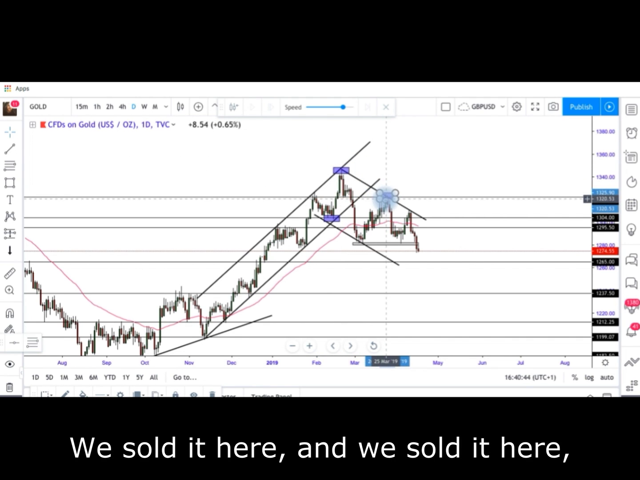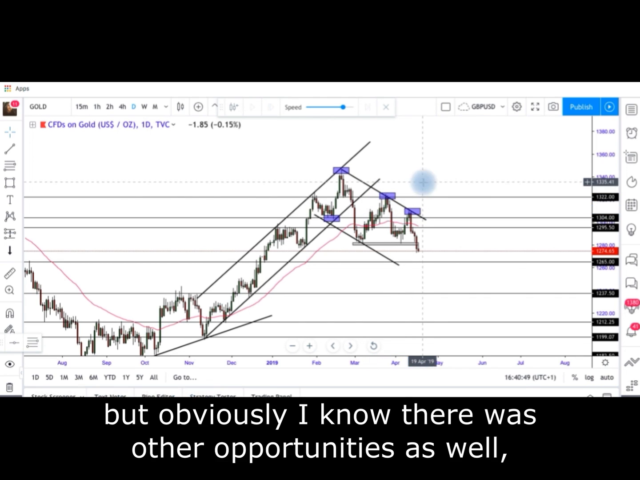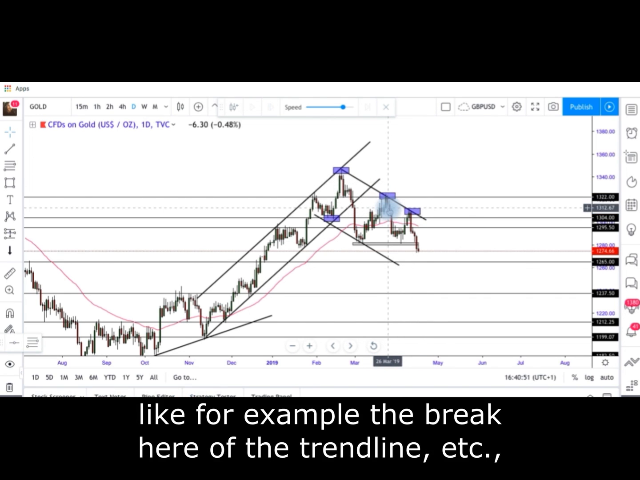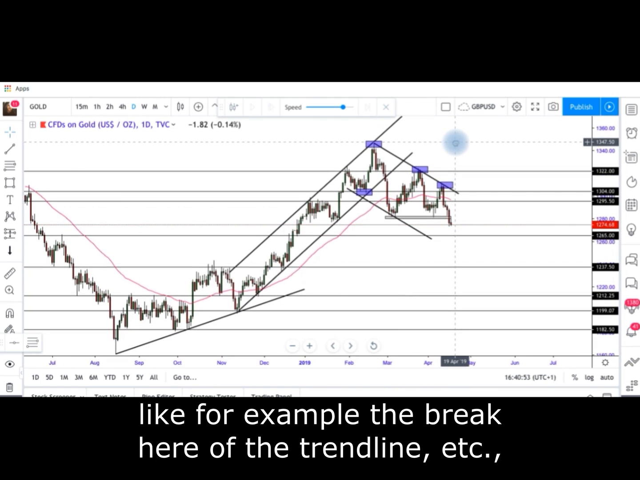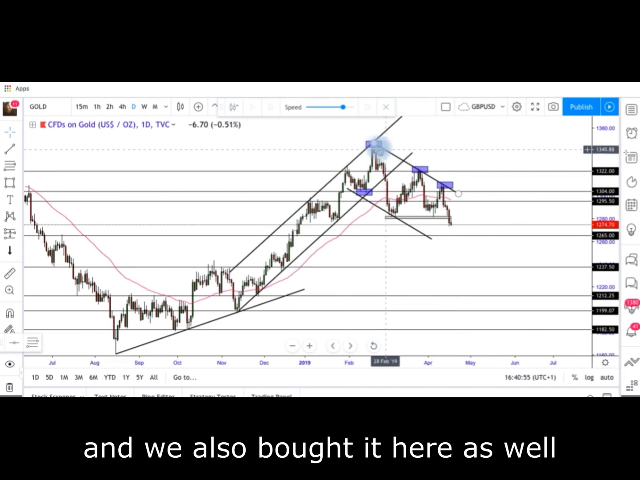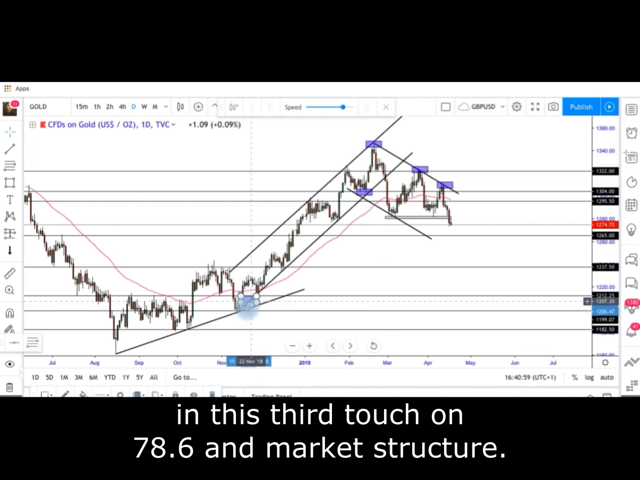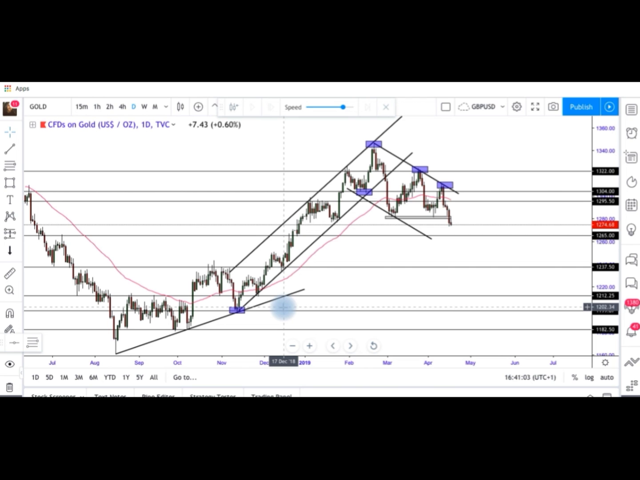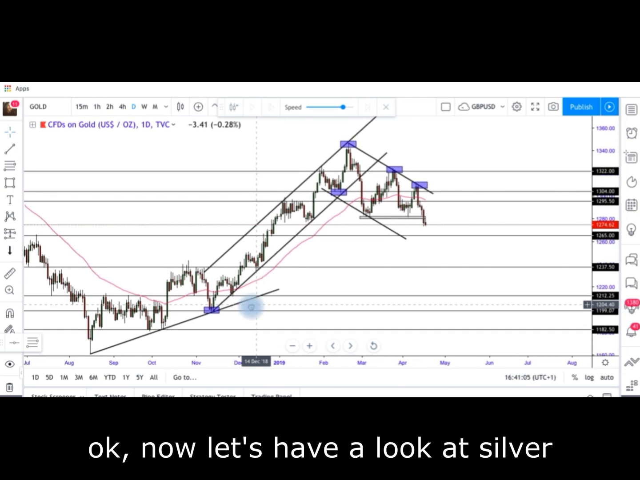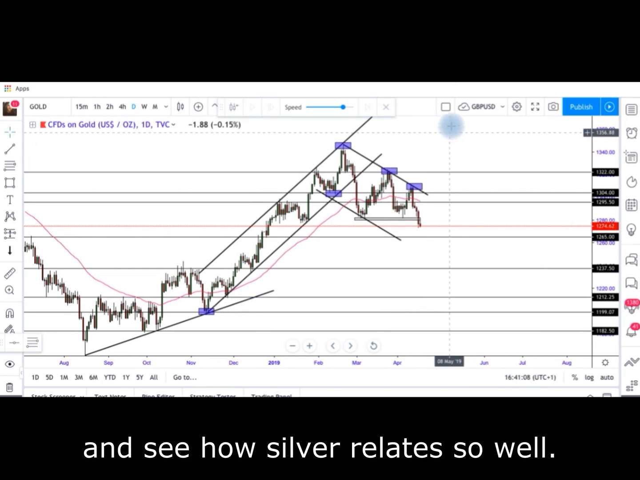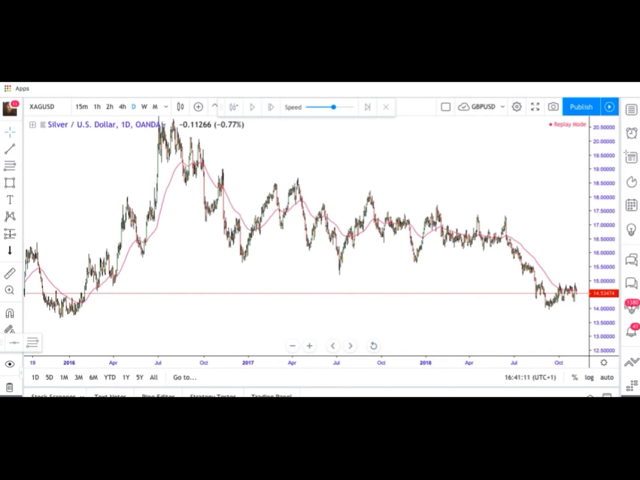We sold it here, and we sold it here. But obviously I know there's other opportunities as well, like for example the break here, the trend line, etc. And we also bought it here as well in this third touch in 78.6 and market structure. Okay, now let's have a look at silver and see how silver relates so well.